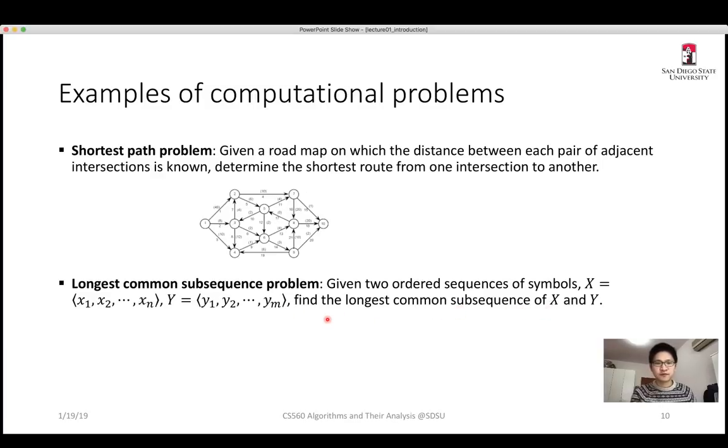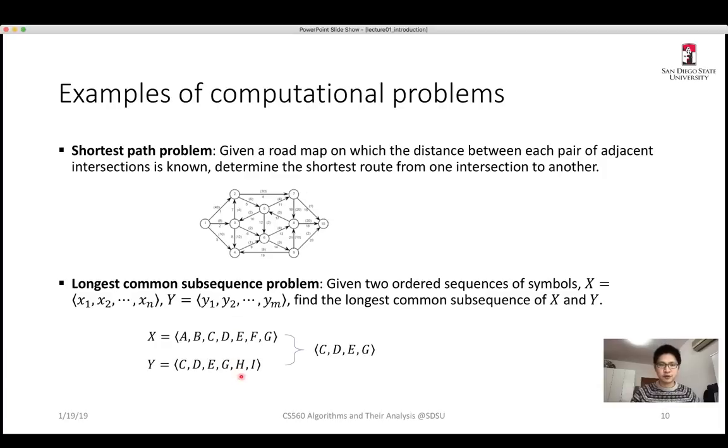This kind of problem is very common in what we have mentioned before, the human DNA data comparison, right? So if X is one segment of DNA and Y is another segment of human DNA, then such a longest common subsequence algorithm, which returns the longest common parts, can be used as a method to measure the similarity between two segments of DNA.